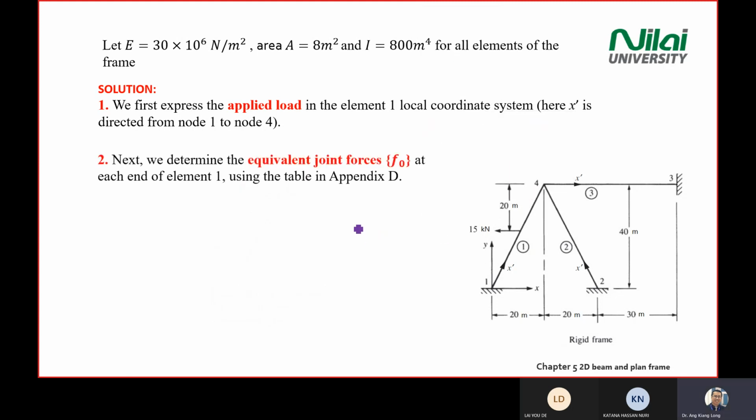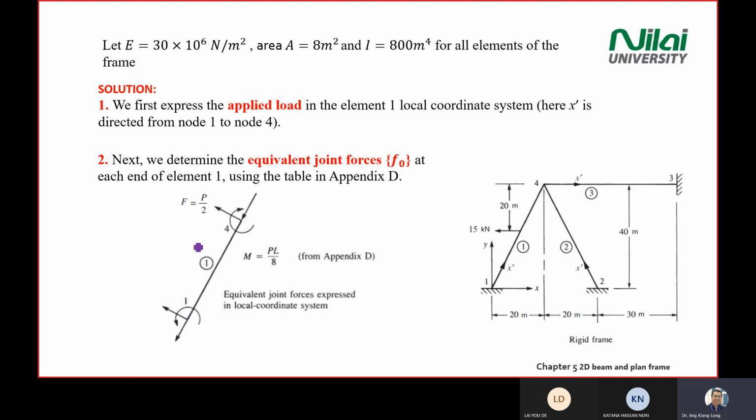So after you convert the forces using Appendix D, like what you see on the screen here, right? You guys know how to use Appendix D already, right? Katana and Lai? You understand the concept behind this one? Why suddenly you're seeing two forces and the moment at both ends? Do you understand? No. Katana, you don't understand. No. Okay, Lai, you understand?